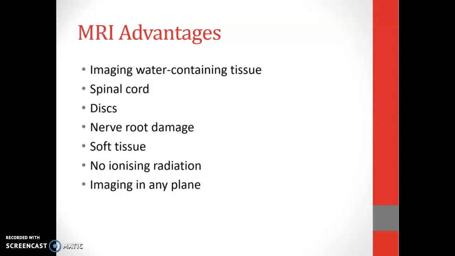The advantages to MRI: it's used for imaging water-containing tissues, things like spinal cord, discs, nerve root damage, soft tissue. There's no ionising radiation with MRI, and you can also image in any plane.